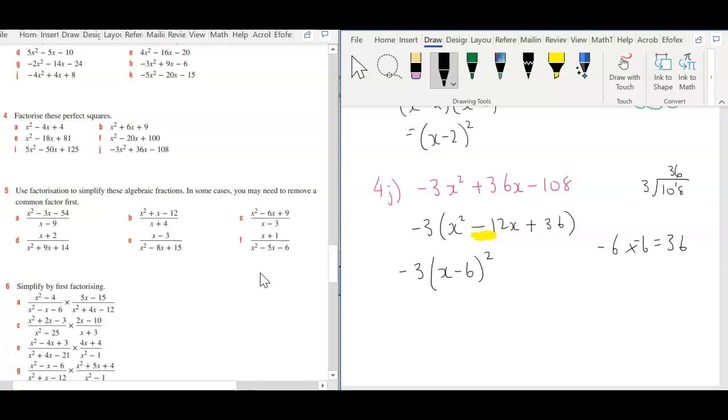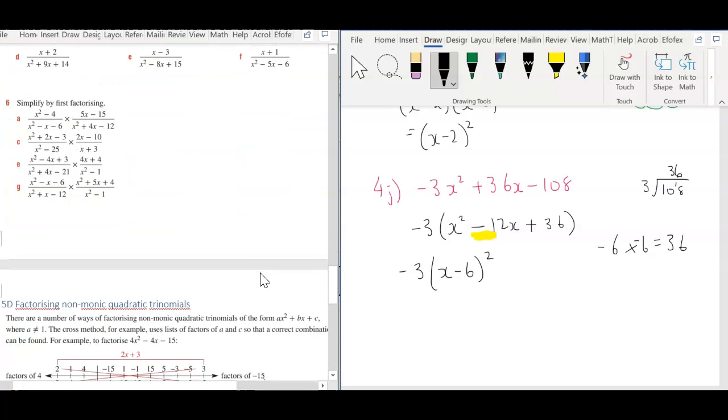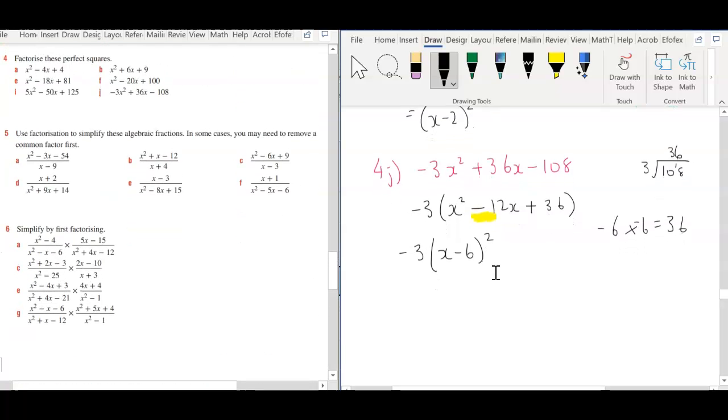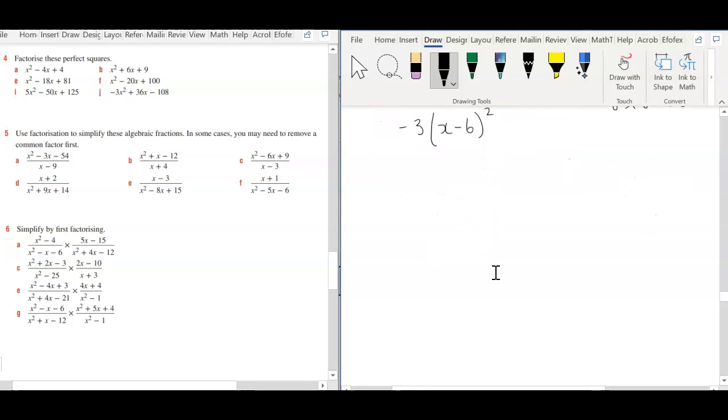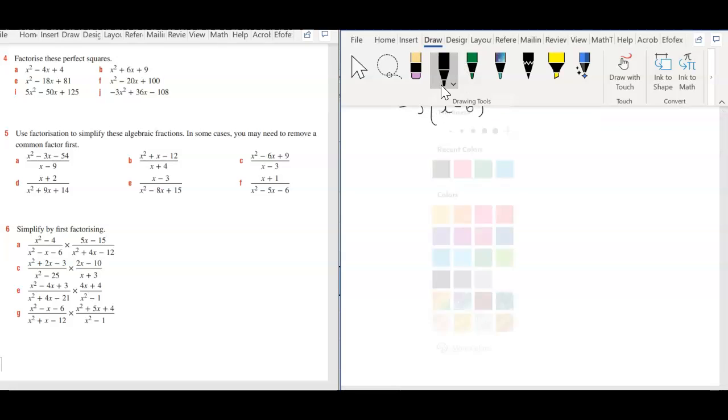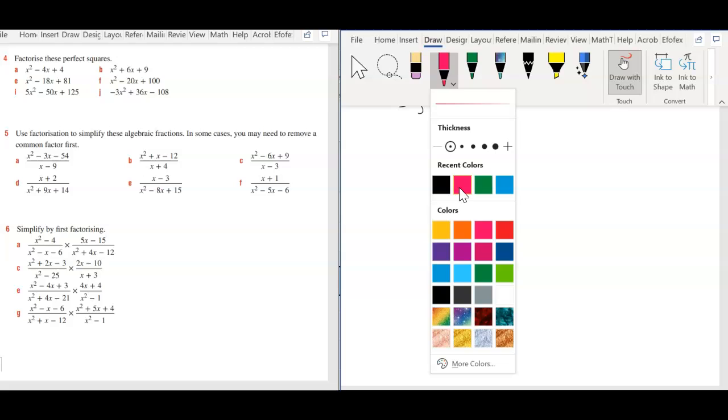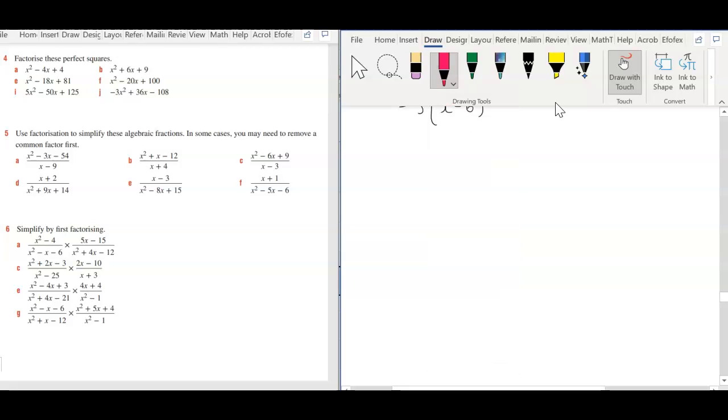All right, let's move on because there's some tricky ones coming up. All right. Question 5 and 6. Now we're dealing with a quadratic expression on the top and on the bottom. So what you should always do is factorize and then see where you can cancel.